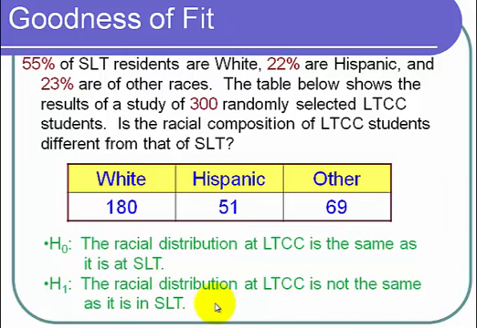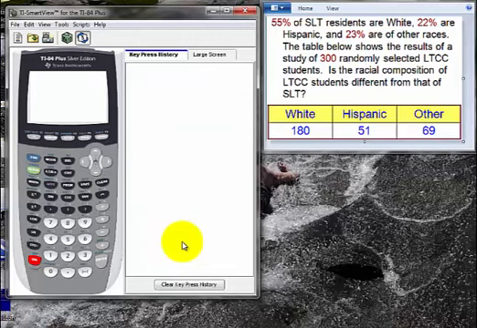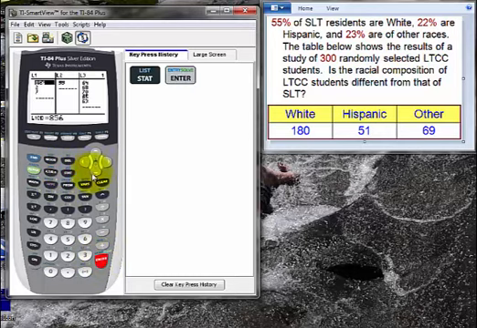So what we need to do now is use our calculator to perform the goodness of fit test. Because we want a p-value, and when you get a p-value, we're going to be able to decide whether to reject or to fail to reject the null hypothesis. So let's go to our calculator. So here's the calculator. For a goodness of fit test, I have to start by entering my data. So I go to Stat, Edit, Enter. I clear out my L1 and L2.